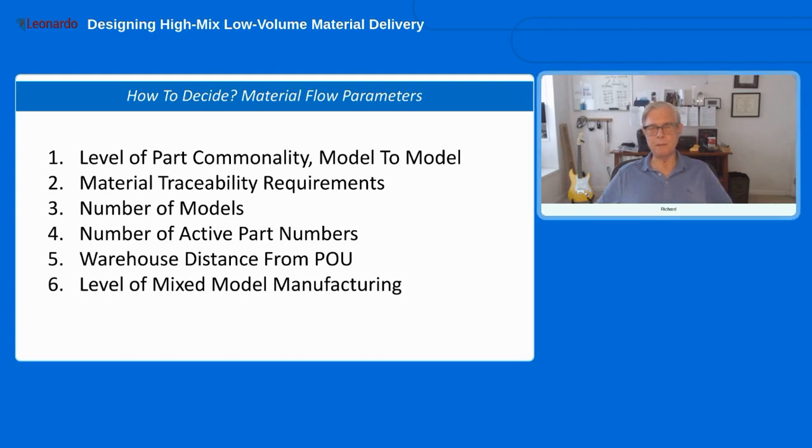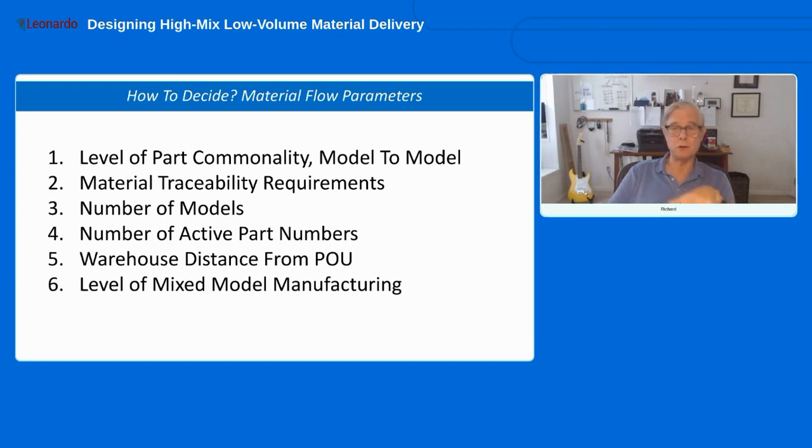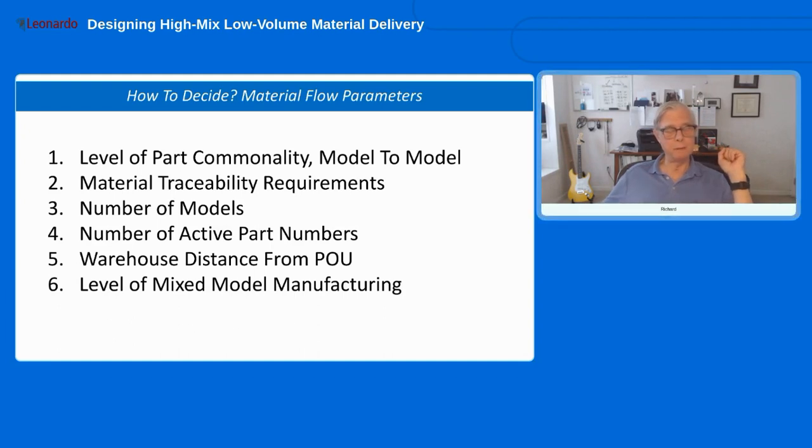Do you have material traceability requirements would be a question. Many of you don't, but if you're working in aerospace or medical devices and those kinds of things, you have to maintain a certain level of traceability of the individual parts. And so that's an environment where a Kanban situation becomes more challenging than a kitting situation, where you can control the traceability a little bit more closely. Number of different models you have to deal with, number of active part numbers you have to manage. How far away is your warehouse? Is it in the same building, or is it in another location? Is it 5 miles away? That can really influence your decisions. And then how far down the road are you in terms of embracing mixed model manufacturing? How much of a mixed model manufacturer are you, where you're building different products on the same line and actually mixing them, maybe even one after another? That will really determine to a large extent the material flow system that you need to have.